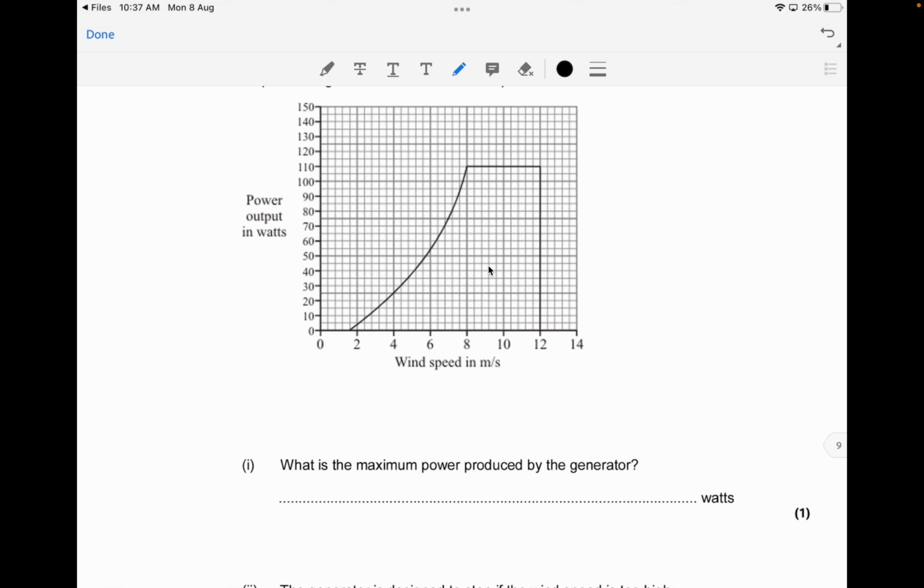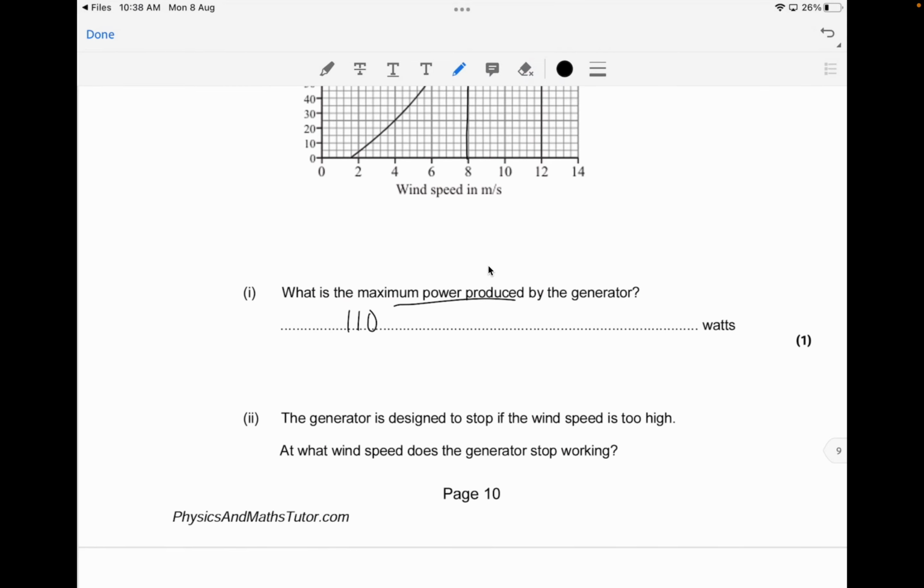Now you have to understand what the maximum power produced by the generator is. As you can see, the graph is curving upwards and it's stopping at about 8 as the wind speed. So stopping at a wind speed of 8, if you cross it at 8, it's generating a maximum of about 110. So that's the maximum power it can produce in watts. Alright, let's move on to the next question.